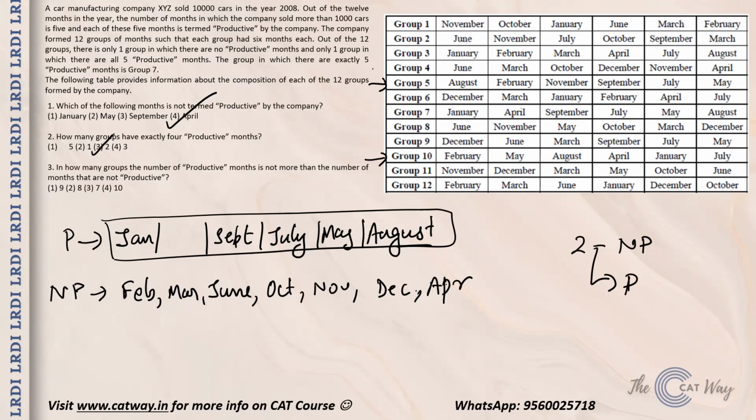Coming to the last one, in how many groups is the number of productive months less than the number of months that are not productive? If you count the groups in which productive months are more than non-productive months, you will find that it is group 5, group 7, and group 10. That means in all the remaining 9 groups, the number of non-productive months is more than the productive months. So the correct answer is option number 1, 9.